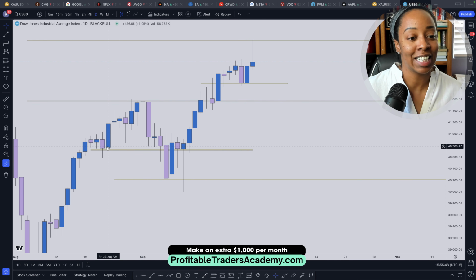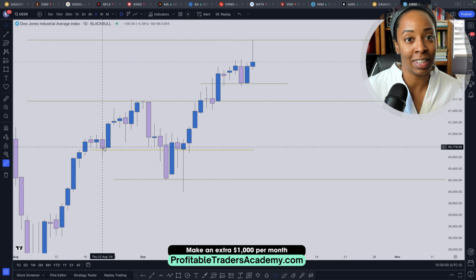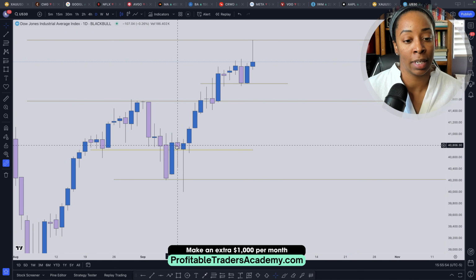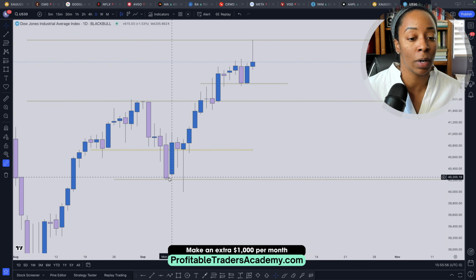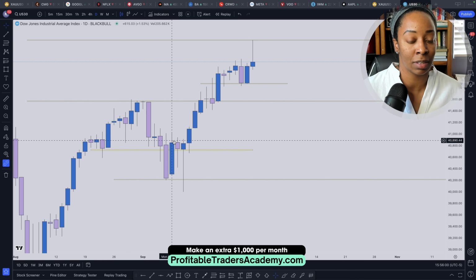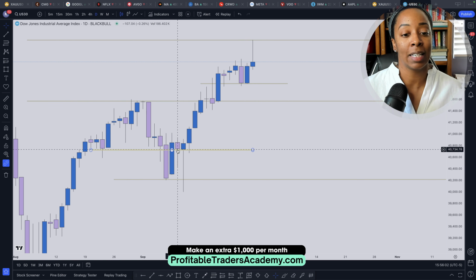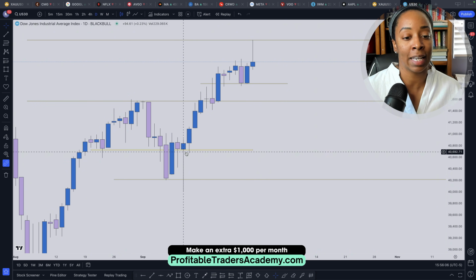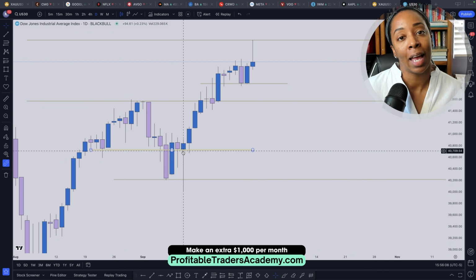I do see a support right here in the past, and then more recently, I see a couple of things. The first thing I see is this support with another gap down here, and then I also see a resistance that formed, and then I see another support. Even though we have this really big wick here on this candle, this is still a support.